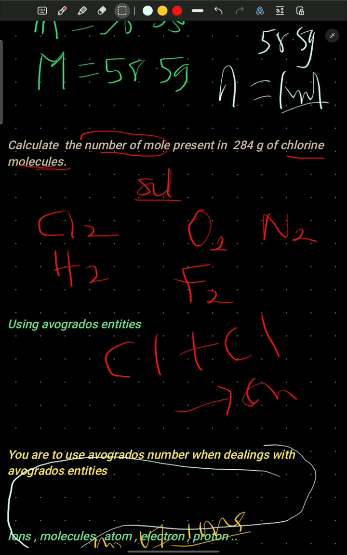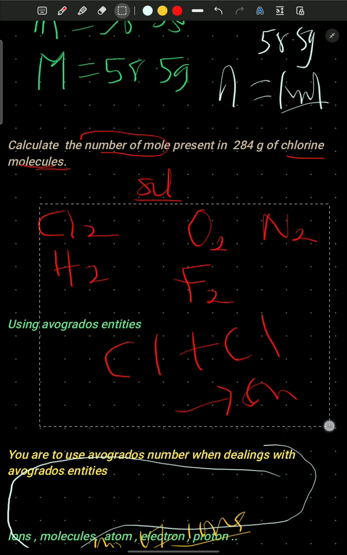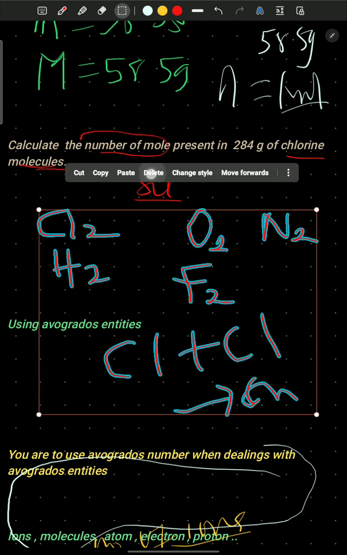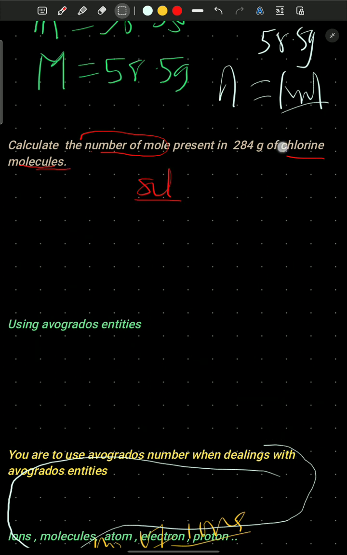So for this particular question, please, you are not using Avogadro's constant, because here chlorine molecule simply means Cl2. So we calculate the number of mole present in chlorine molecule. You need to understand that chlorine molecule is Cl2, and a single chlorine is 35.5, so times 2 will give you 71. So we can then solve.